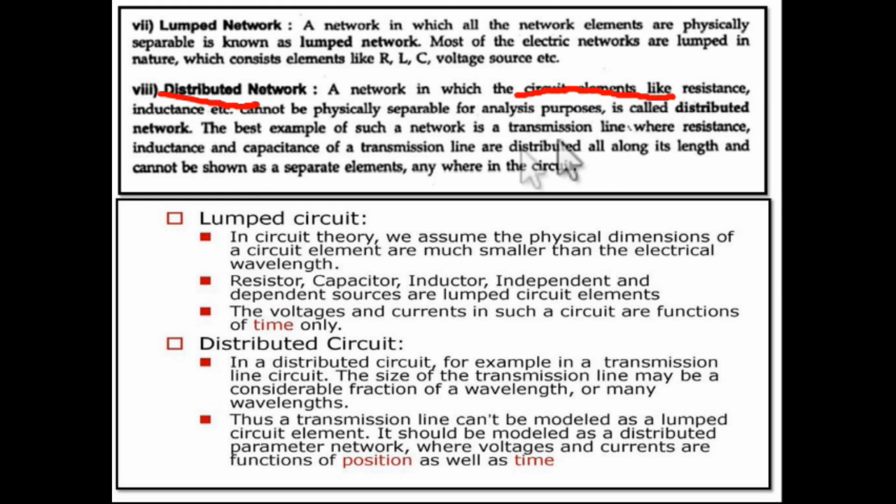And distributed parameter, so guys, a network in which the circuit elements like resistance, inductance cannot be physically separable for analysis purposes is called a distributed network. These are the components which are distributed along the transmission line. The best example of such a network is a transmission line, where resistances, inductances, capacitances are distributed along the transmission line, along its length, and cannot be shown as separate elements anywhere in the circuit.